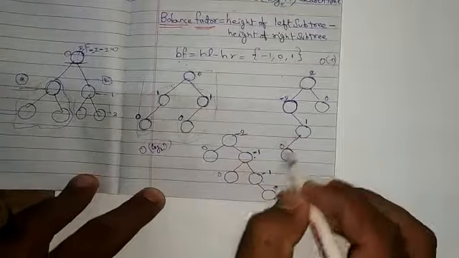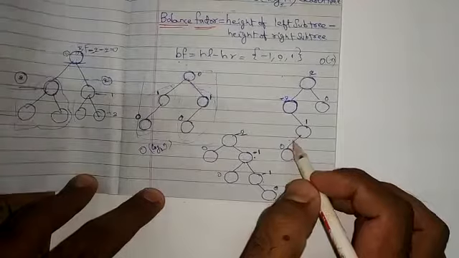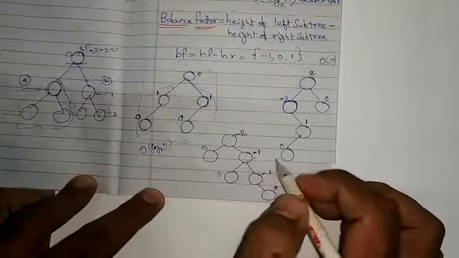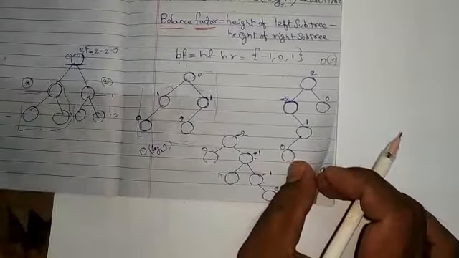It is unbalanced. Now the question is how to balance these two unbalanced trees by using rotations. In the next video I will explain the rotations. Thank you.